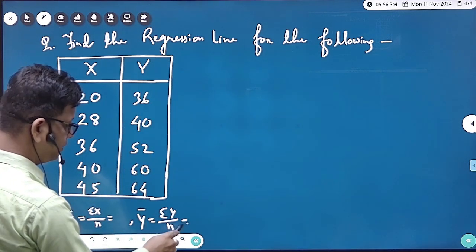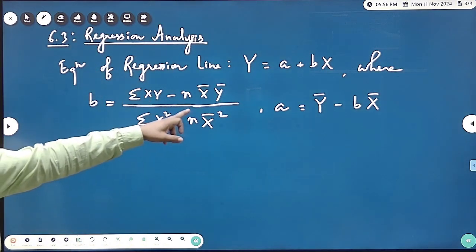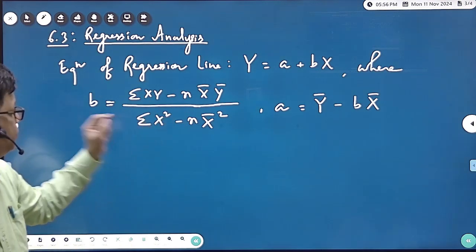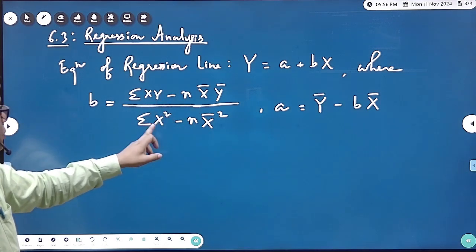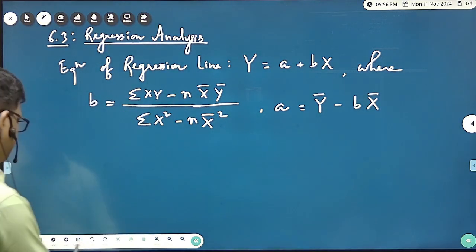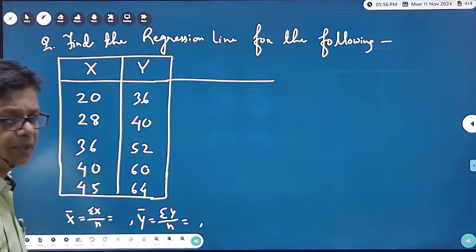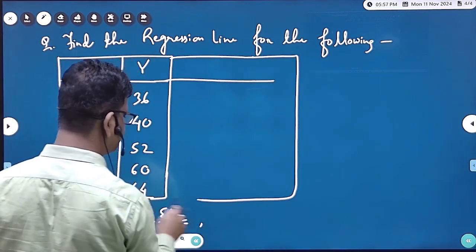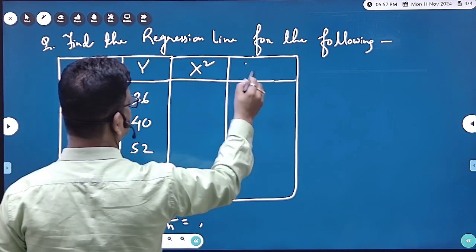Okay, done. Now look at the formula again. N is the number. How many are there? 5 there. So 5. So which one is not ready? This x and y we have to multiply. What else? X square you have to compute. So only these two columns to be added extra. Statistics this way is easy. Tables we understand if we know the formula. So what you have to do? Just two columns. One is x square and one is xy.